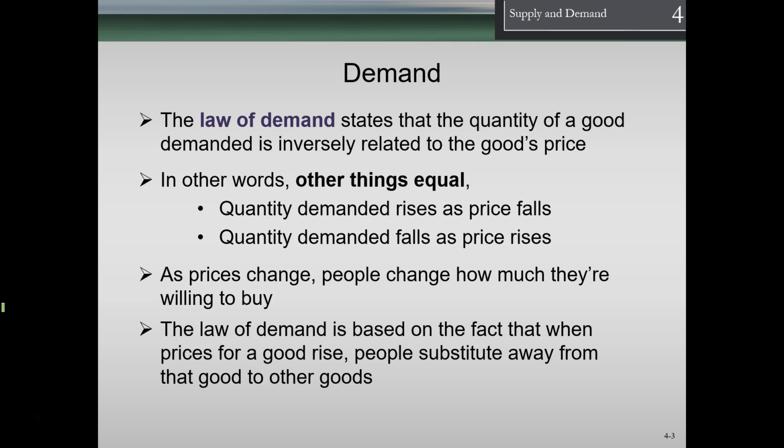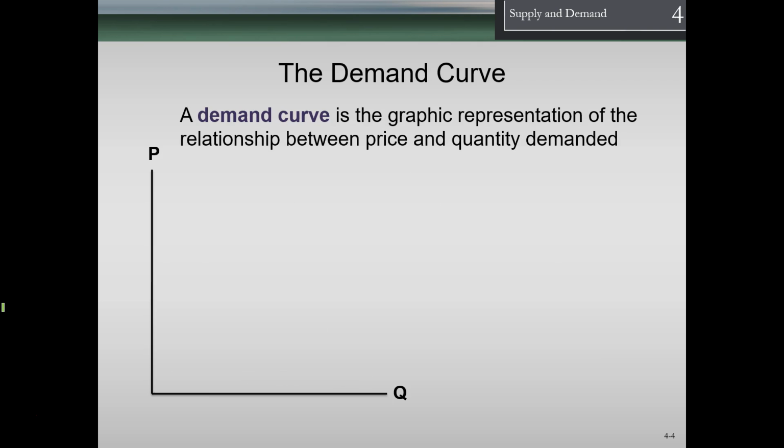And the law of demand is based on the fact that when prices for a good rise, people substitute away from that good for other goods. So note that if the price rises, then you're going to say, well, people are going to buy less of it. Well, that means that people are either doing without that good because they're demanding less of it and they're buying less of it, and or they could buy a similar good. So if we raise the price of donuts, people might buy Danishes. So we could substitute the goods, and that's one way that this law of demand could work here.